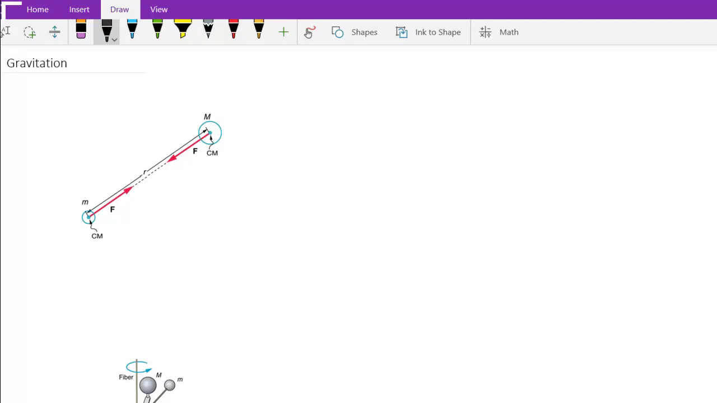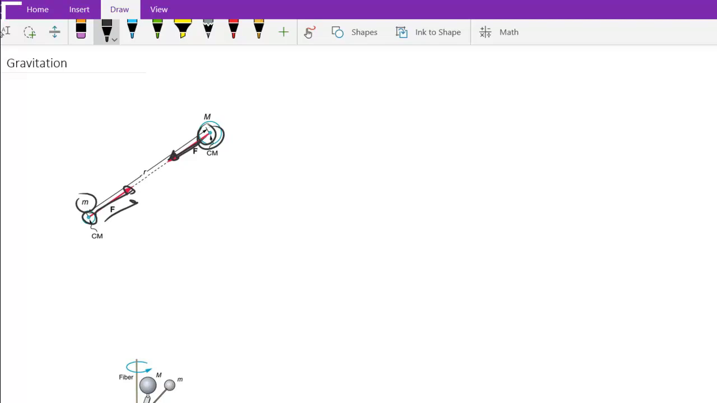So let's say this is mass 1, this is mass 2. They both feel exactly the same force acting on them, and it's an attractive force. So this little mass attracts the larger mass towards it, and the bigger mass attracts the smaller mass towards it.